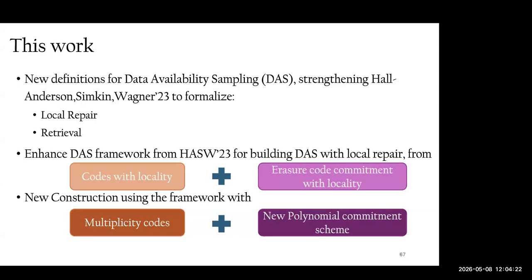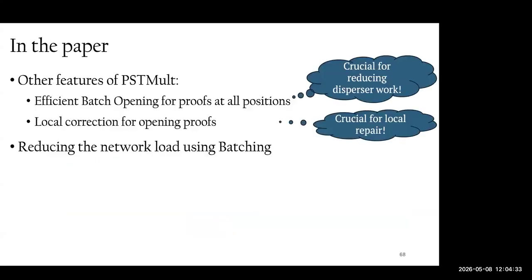And so let me just conclude. In this work, we saw new definitions at a high level. We saw a generic framework to get DAS with local repair, and we saw a new construction using multiplicity codes plus a new polynomial commitment scheme. And the efficient batch opening was also really fun to do. We extend KZG to multivariates, and that involved a lot of algebra. And the second is efficient local correction for opening proofs as well.